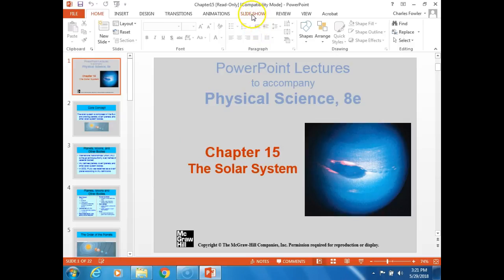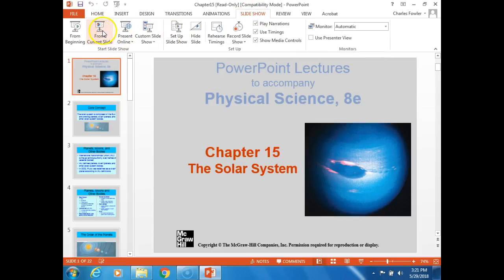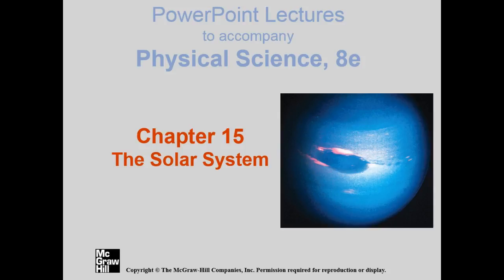So let's make the slideshow from current slide. In this chapter we're going to be talking about the solar system. We started with the universe. Now we're going to narrow down to the solar system. Now what does solar mean? Our sun. Sol. Good old Sol. And this is the system around our sun. That would be the sun, the planets, the asteroids, the meteors, everything else that's associated with us. That's our solar system.